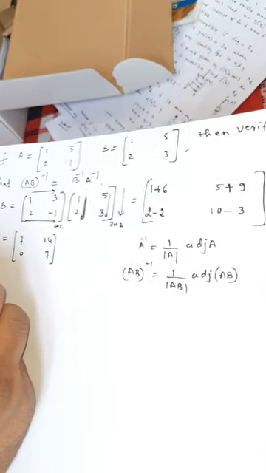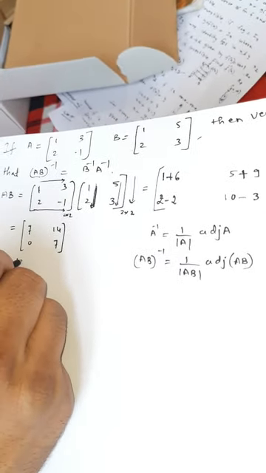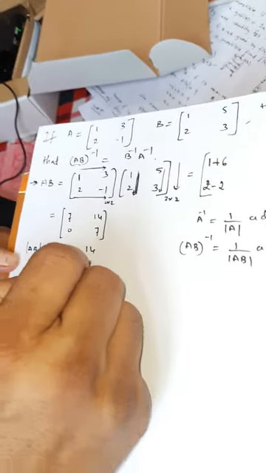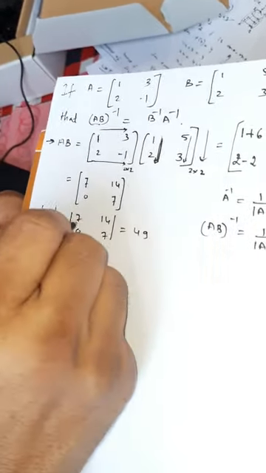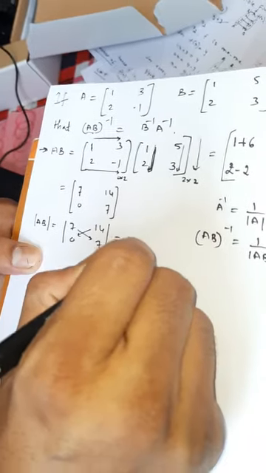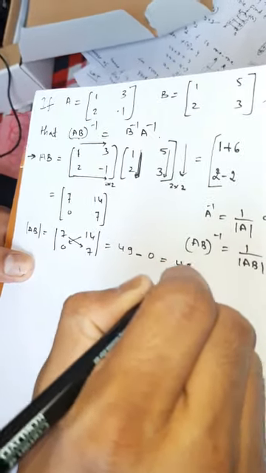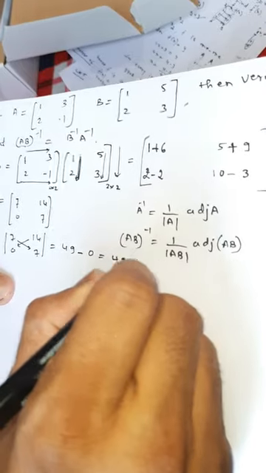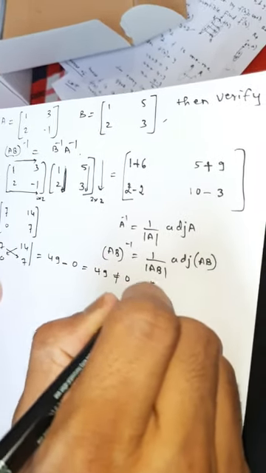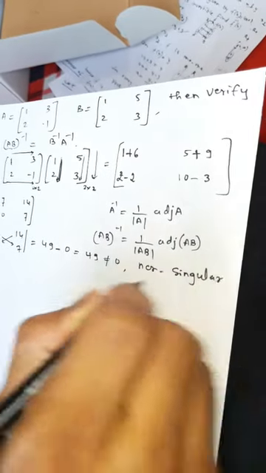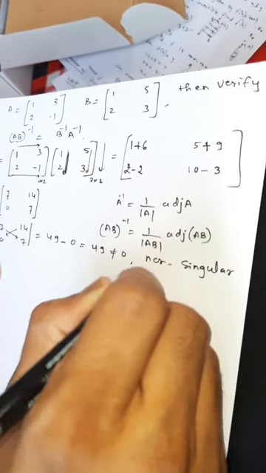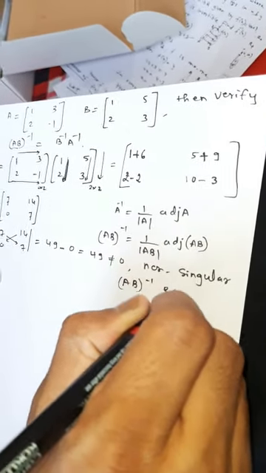So determinant of AB is equal to determinant of [7 14; 0 7]. That is 7 into 7, 49, minus 0. So it is 49, which is not equal to 0, which means it is non-singular. So the inverse exists. (AB) inverse exists. So now the required determinant of AB is 49.